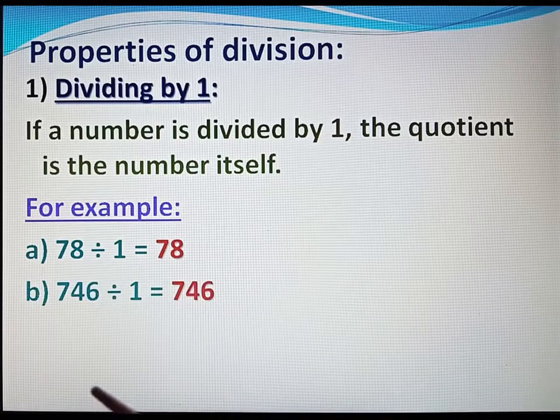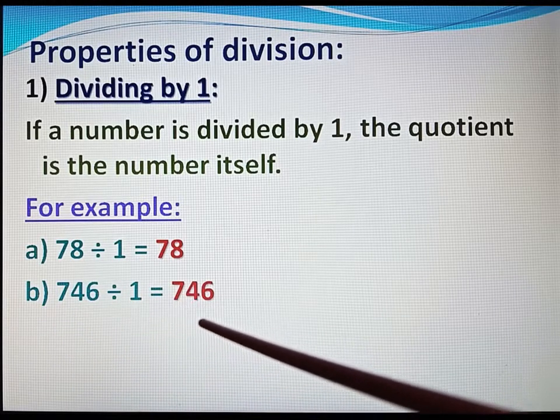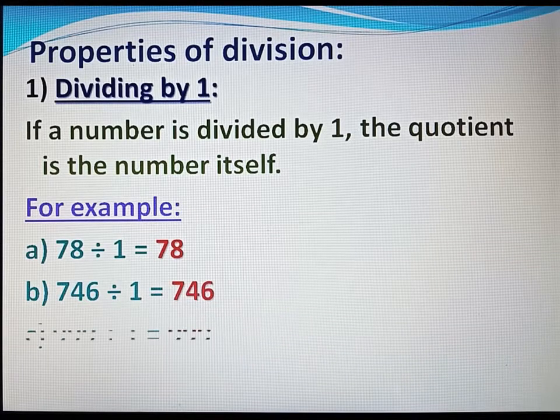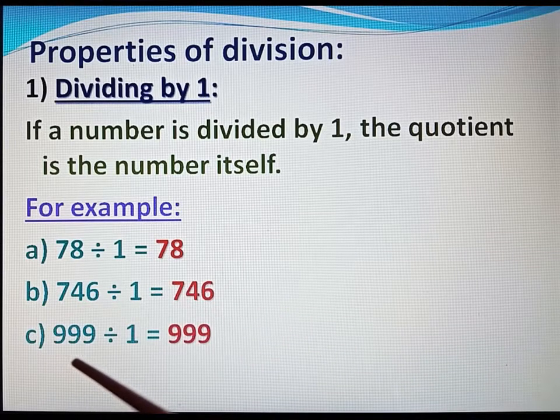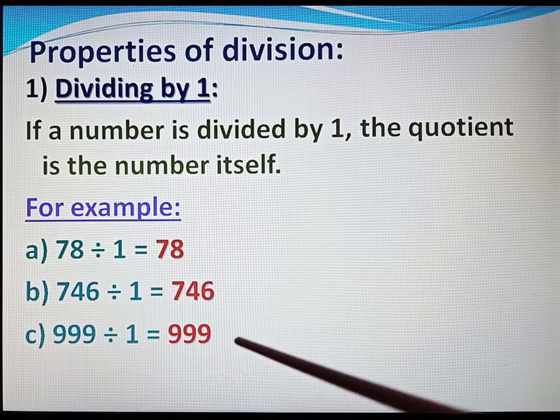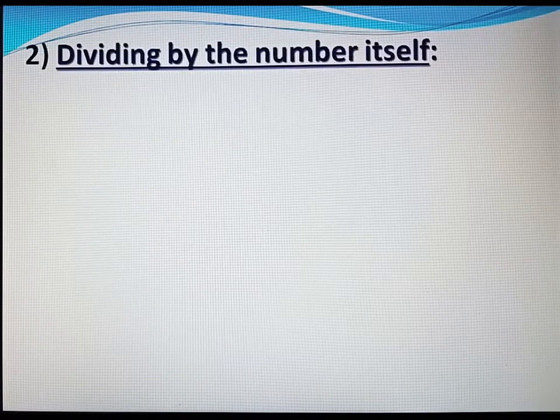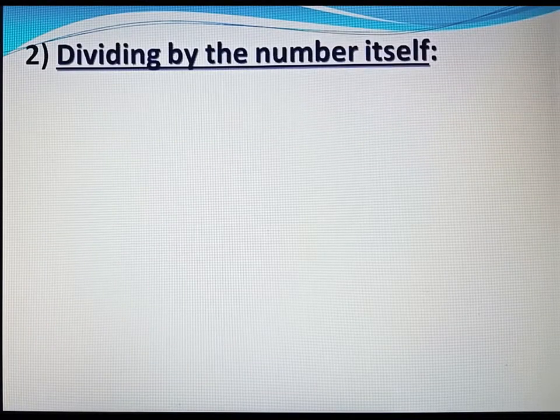B part, 746 divide 1 equal 746. C part, 999 divide 1 equal 999. Now, second property, dividing by the number itself.